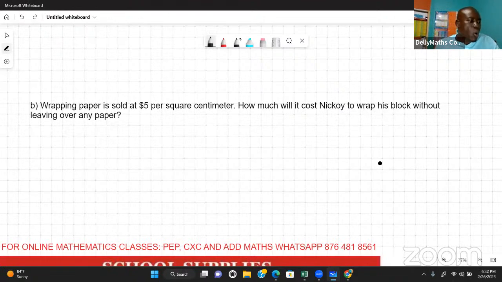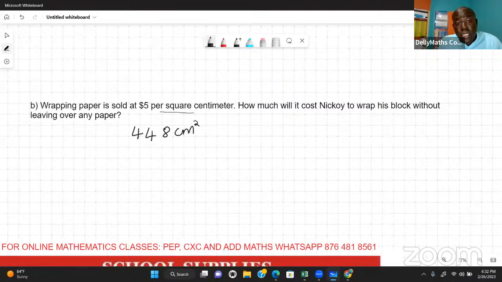So he's not just going to go and buy things and come. No, he's going to buy the right amount just to wrap it so there's no leftover. So you're talking about 448. All right. This is the amount of paper that he needs. Right. And then it's $5 for every one. See there, $5 per centimeter cube.